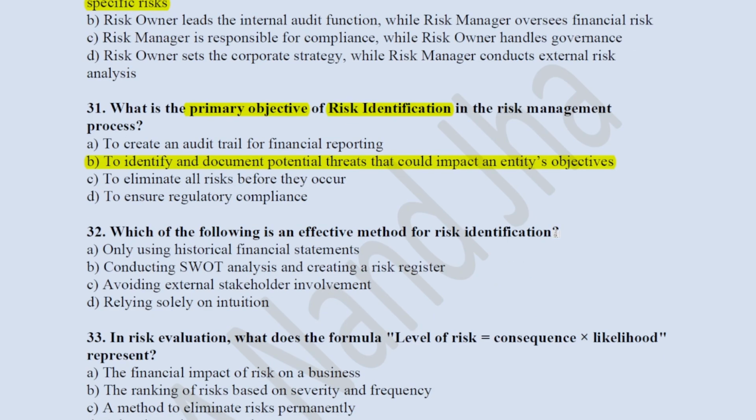Which of the following is an effective method for risk identification? Only using historical financial statements, no. Conducting SWOT analysis and creating a risk register; avoiding external stakeholder involvement; relying solely on intuition. So the best and effective method for risk identification is SWOT analysis: strengths, weaknesses, opportunities, and threats. So the answer should be B.